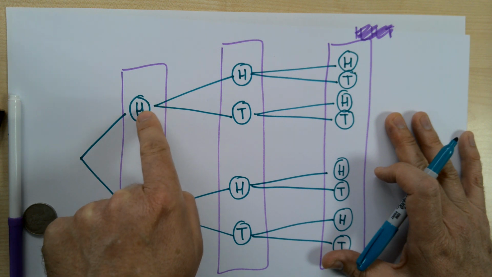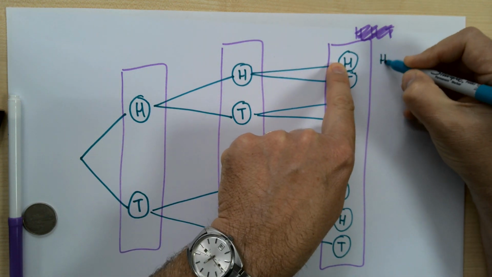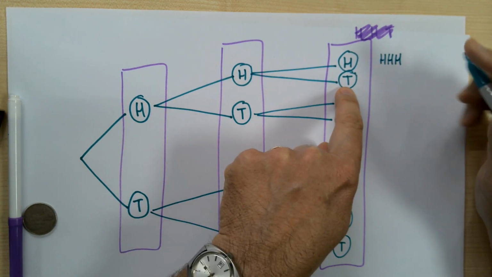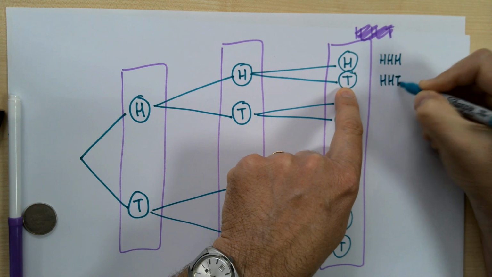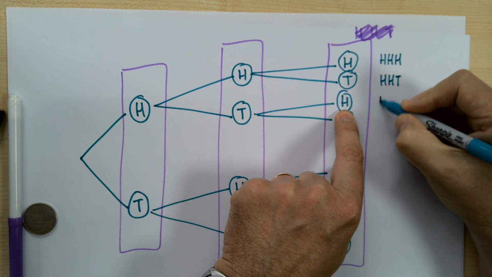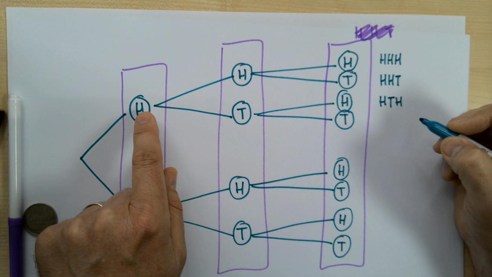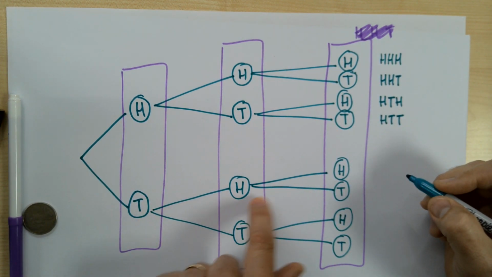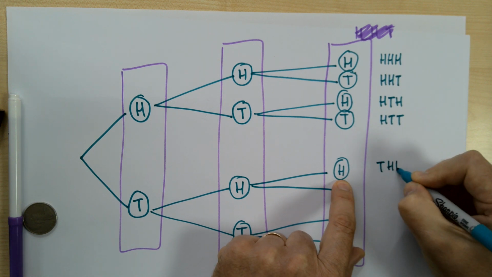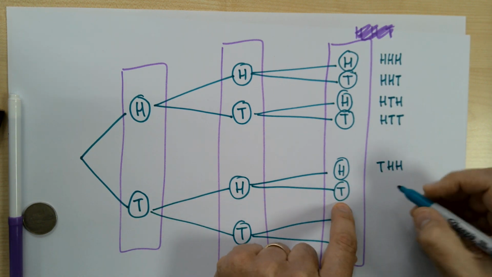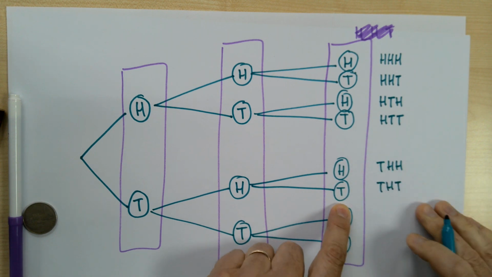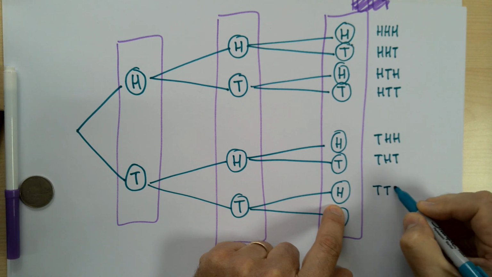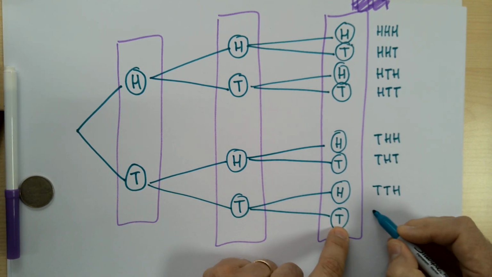So look at this first one here, head, head, head. So that's the first possibility, 3 heads in a row. Head, head, tail. Head, tail, head. Head, tail, tail. Tail, head, head. Tail, head, tail. Tail, tail, head. Tail, tail, tail.